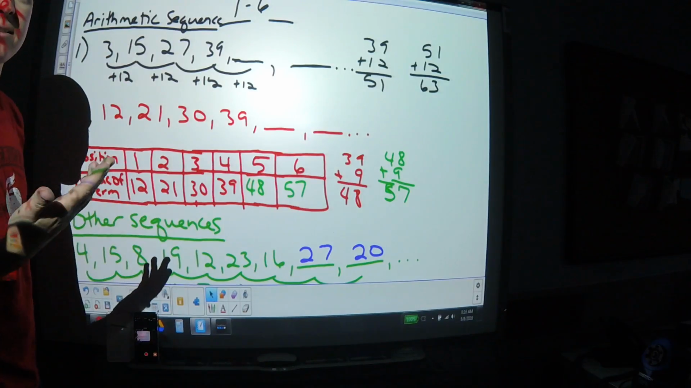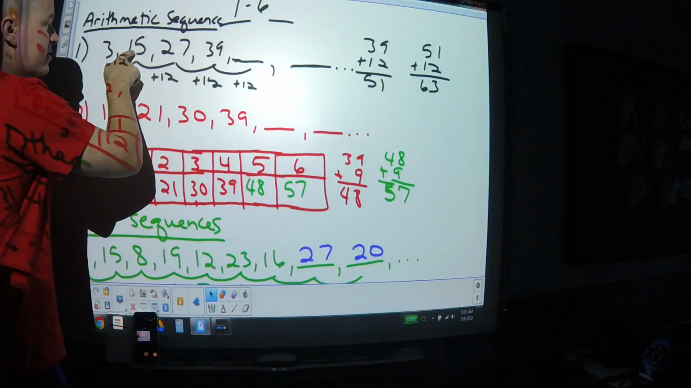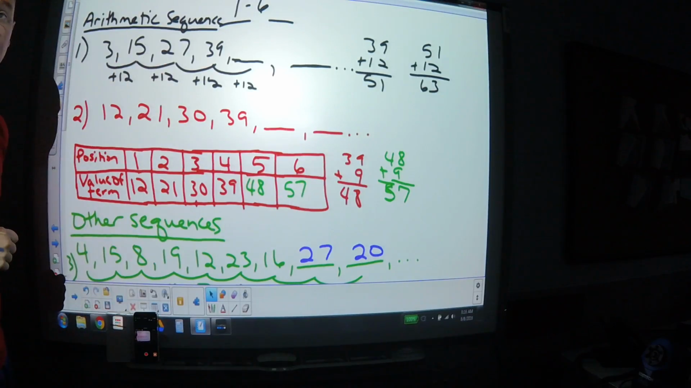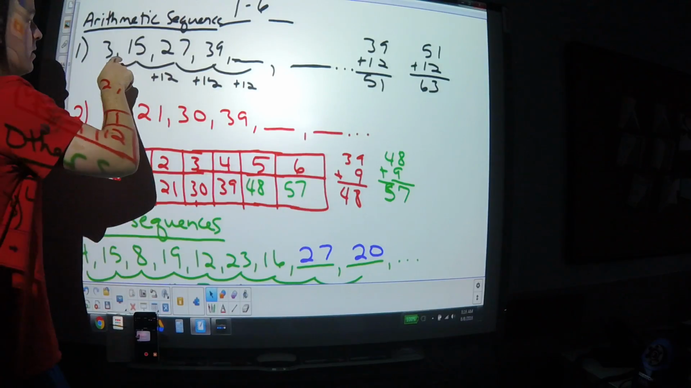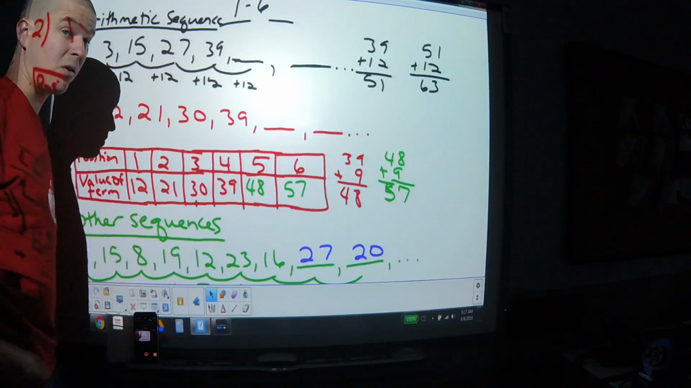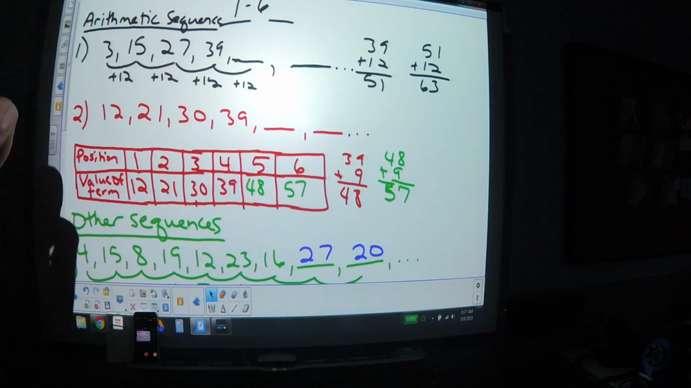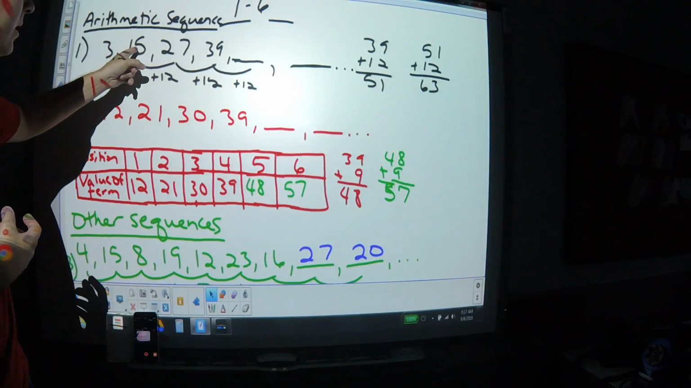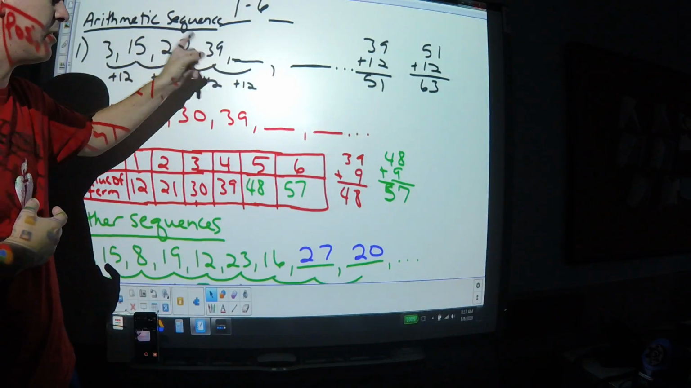Well, let's see if it's the same for the next term. For the second term, you add 12. 15 plus 12 is going to give you 27. All right? Then for the third term, 27 plus 12 is going to give me 39. So we have the same increase from the first term to the second term to the third to the fourth.